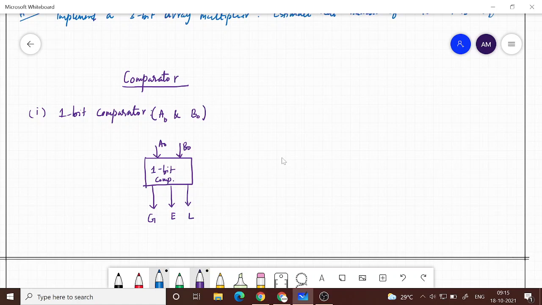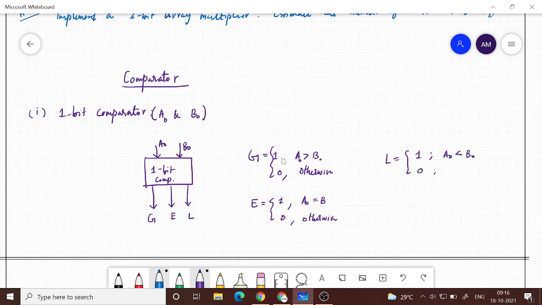Now what is G, E and L? G is equal to 1 if A0 is greater than B0, otherwise it is 0. What about E? E is equal to 1 if A0 is equal to B0 and 0 otherwise. And L is equal to 1 if A0 is less than B0 and 0 otherwise.